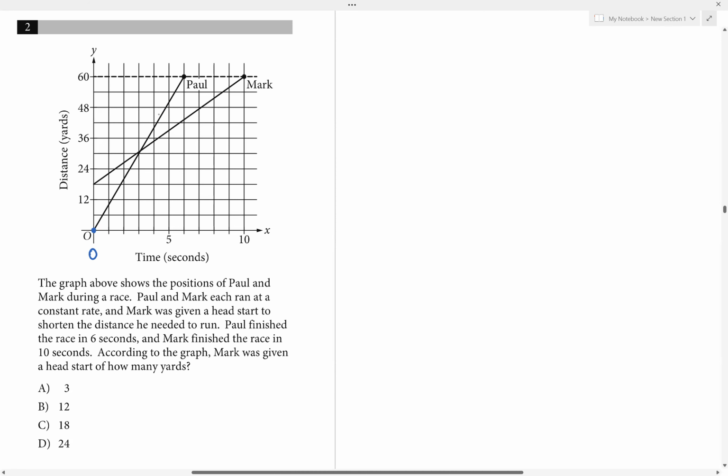But Mark, instead of starting at 0, he started at this point. So this is the head start. Instead of both starting at 0, Mark started at a further distance down the road. It's a bigger distance, so that means he got a head start there. So we're trying to figure out what this number is. That should be the head start for Mark.